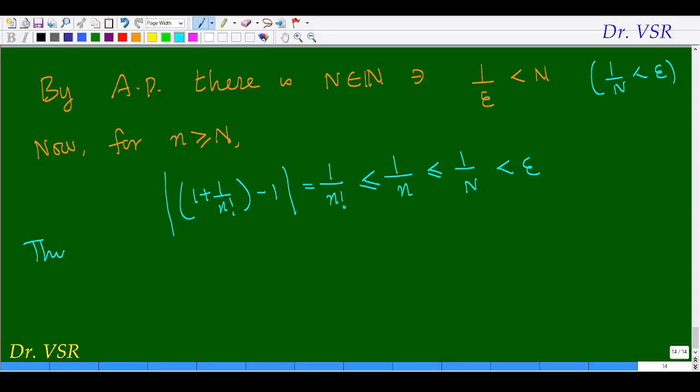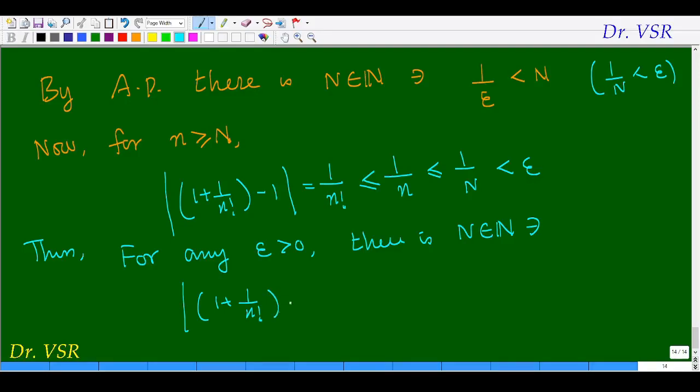Okay, so what have you proved? Thus for any epsilon positive, there is a natural number N such that modulus of 1 plus 1 by n factorial minus 1 is less than epsilon for every n greater than or equal to N. So this implies that 1 plus 1 by n factorial converges to 1. Okay, so hence the result is proved.